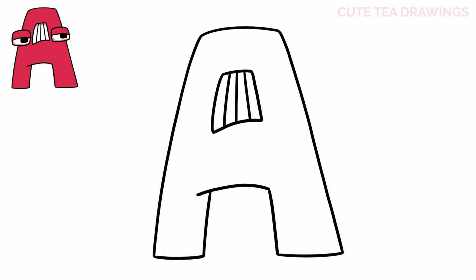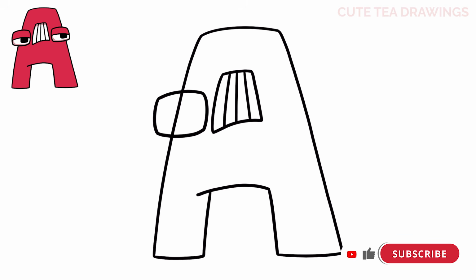Next, let's draw the eyes starting with the left side. Overlapping the side here, let's draw a rounded rectangle. Next, we'll erase that overlapping line inside.